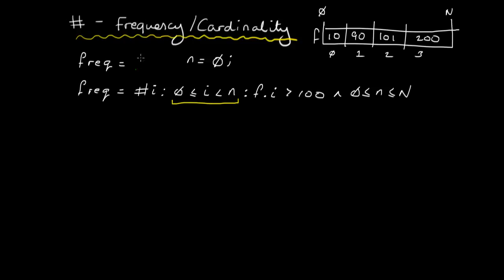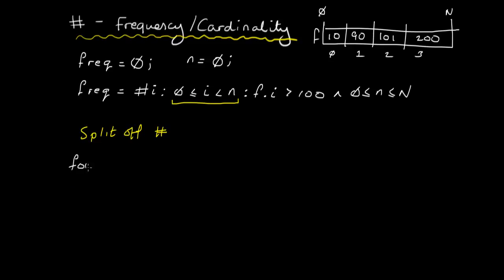So cardinality over an empty range is 0. Once we have an empty range, frequency is 0. Frequency of anything over an empty range is 0. So how does the frequency behave then in the split off? So split off for frequency or cardinality, well, it looks a bit like this.